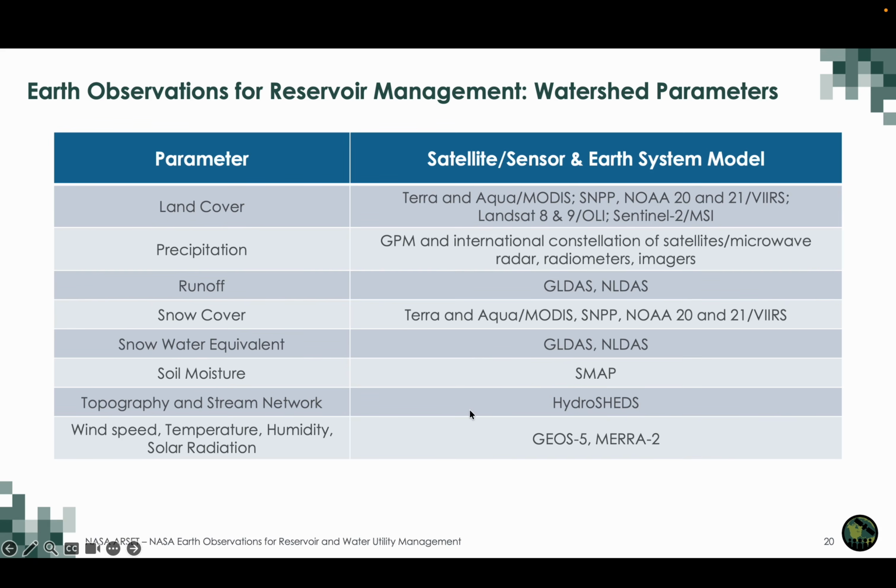Topography and stream network are available from a tool, HydroSHEDS, and weather data are available from GEOS-5 and MERRA-2 models in near real time, and also weather forecasts available for several days. In this presentation, we will focus mainly on land cover, precipitation, runoff, snow cover, snow water equivalent, soil moisture, and we will also look at HydroSHEDS for different river basins. We will briefly talk about this model, but this is going to be part of our future training where we talk about short-term forecasts for meteorology and hydrology parameters.